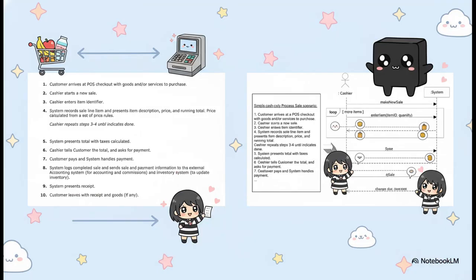So check this out. On the left, we've got our story, a pretty typical use case for a checkout system. It's just a numbered list of steps. And on the right, that's our blank canvas. We've got our cashier actor and our system black box. So let's start building this thing.